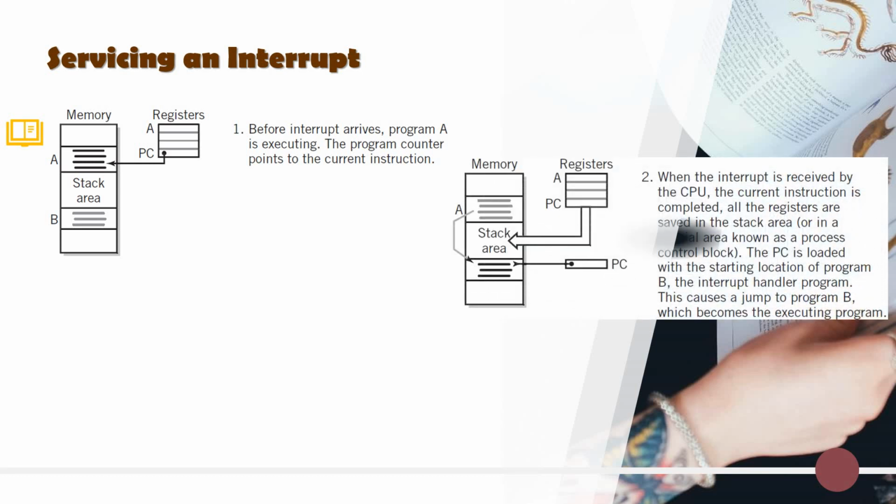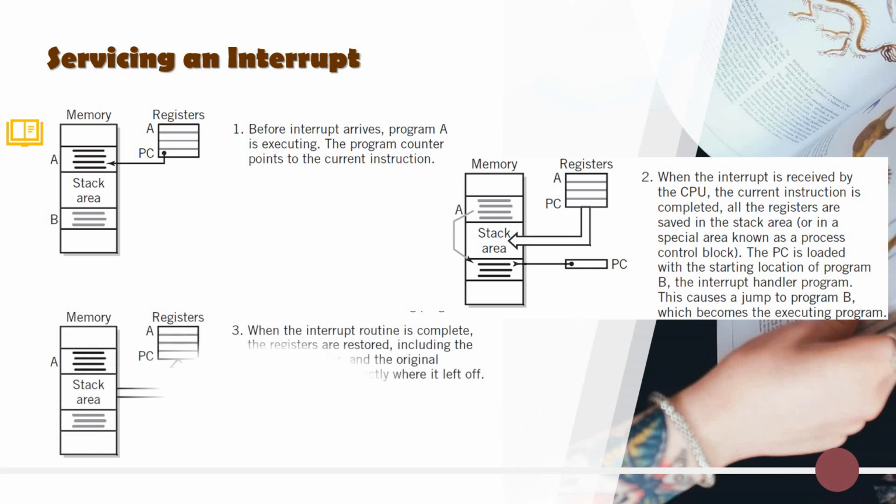When the interrupt is received by the CPU, the current instruction is completed. All the registers are saved in the stack area, or in a special area known as a process control block. The PC is loaded with the starting location of program B, the interrupt handler program. This causes a jump to program B, which becomes the executing program. When the interrupt routine is complete, the registers are restored, including the program counter, and the original program resumes exactly where it left off.